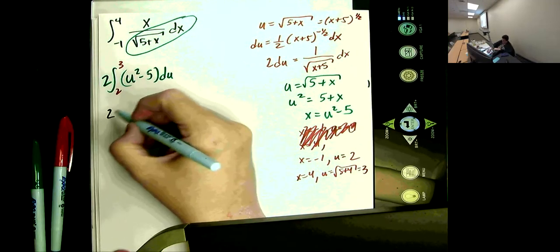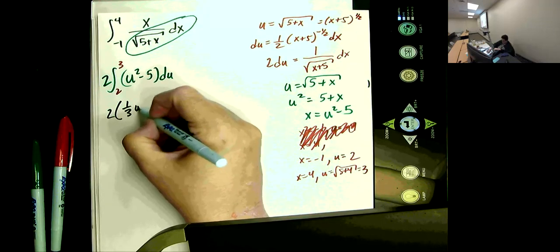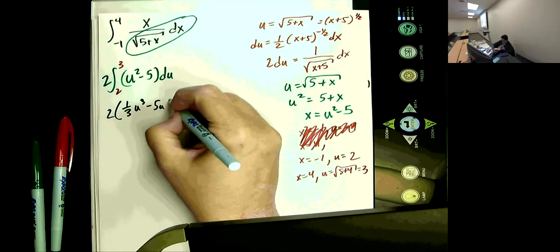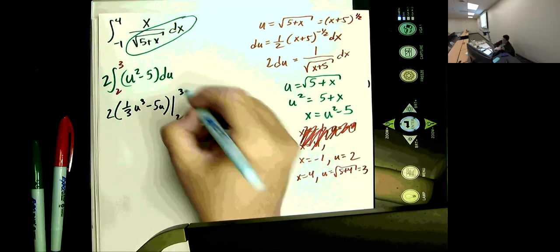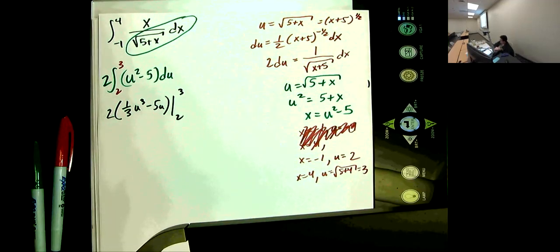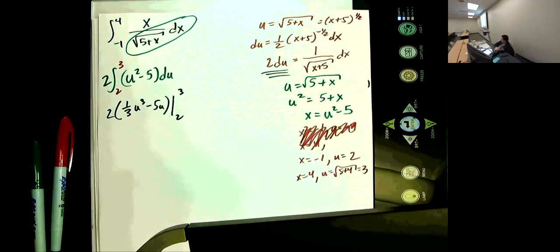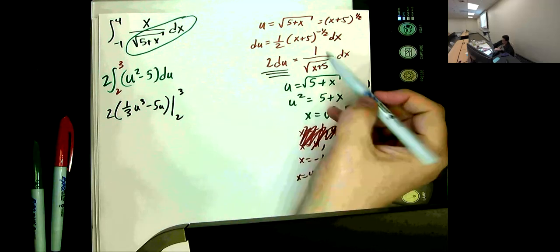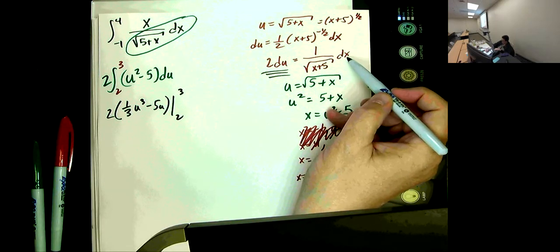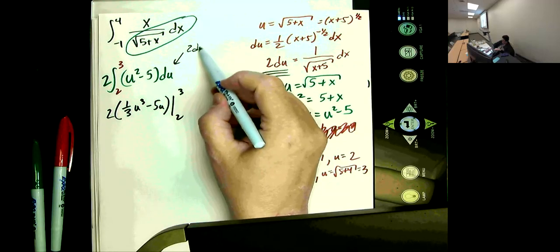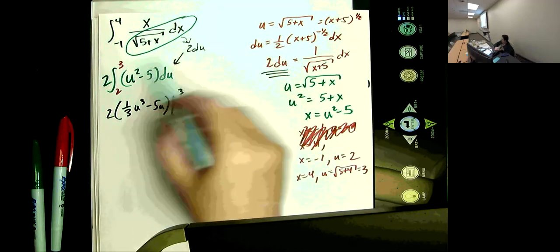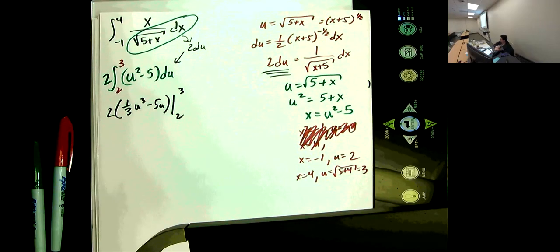If we go up a power and divide by a power, that's 1/3 u cubed minus 5u. Evaluate from 2 to 3, with the 2. When I replace the 1 over square root of x plus 5 dx, I replace it with a 2 du, and I move the 2 up front. That make sense?